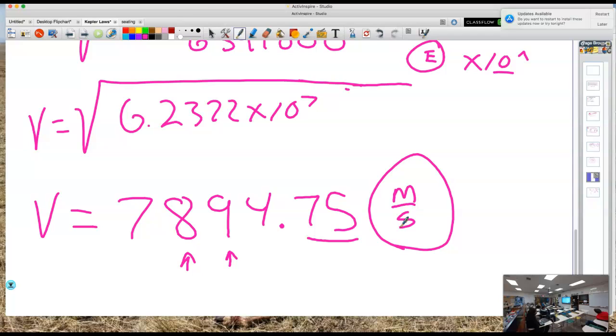Okay? Make sense? Easy enough, isn't it? It's really not that hard. It looks freaky, but it's really not that hard. So we'll do some practice with it.